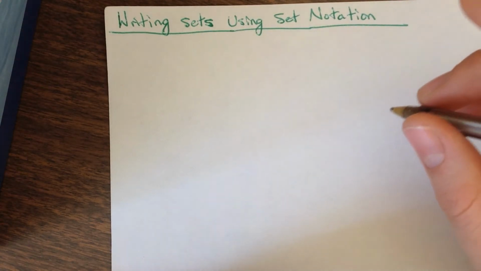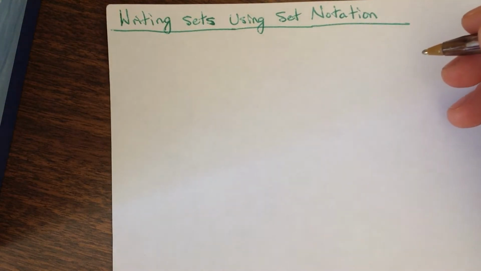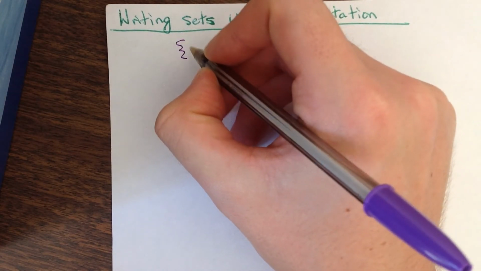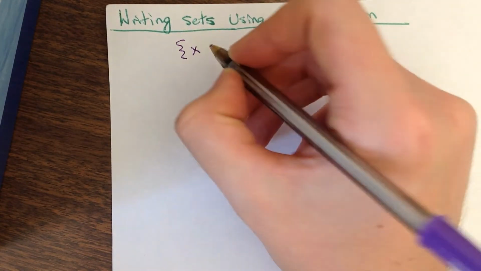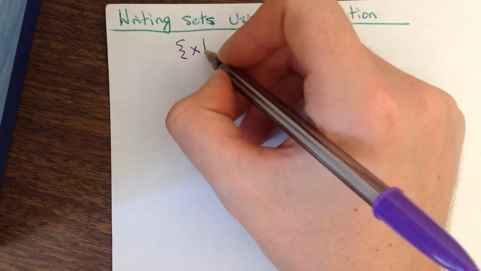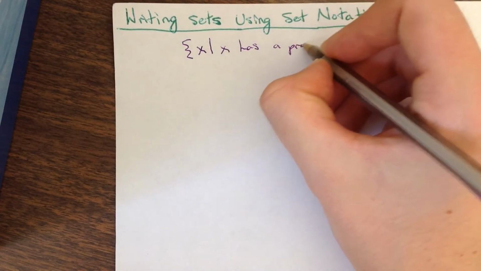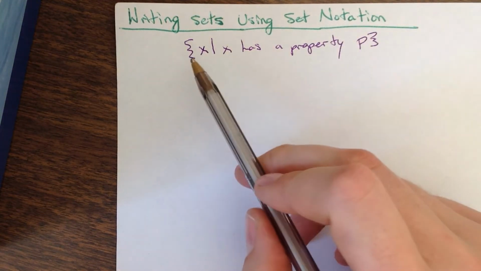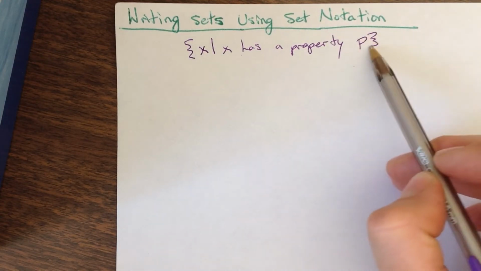A lot of times in math we like to use what's called set notation to describe a certain set of numbers, variables, objects, things that are grouped together. And this is done in such a way that we say there's this set that has all the elements, say we call them x, such that x has a property p. So in other words, every element x in this certain set would have this certain property, whatever we describe it to be.